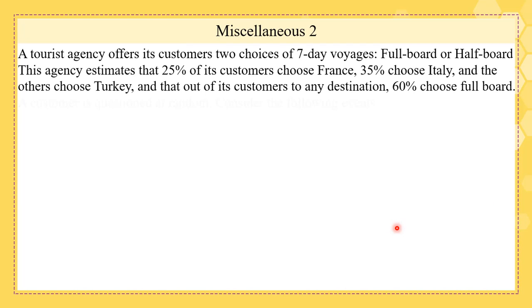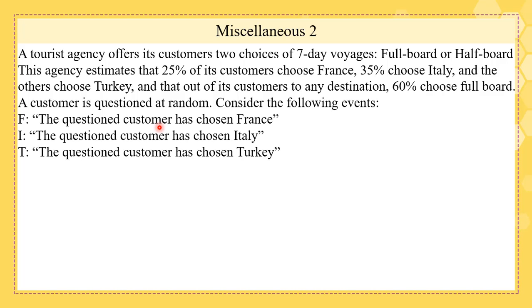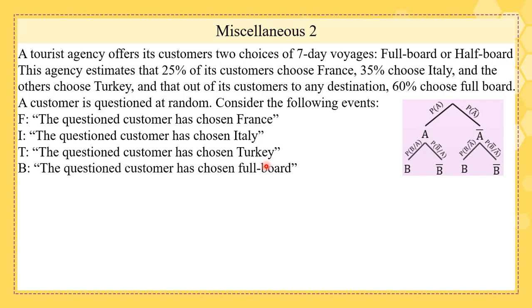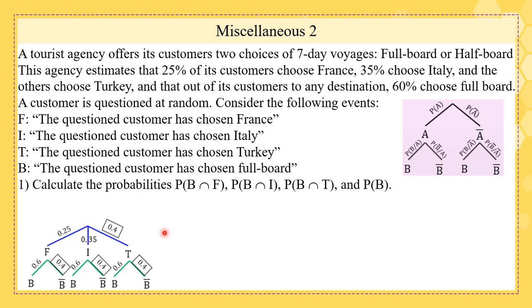Let's go back to the same given and the same story. Now, a customer is questioned at random, and from this A, which means that one item or one piece is selected, we can see that we can use the tree. Consider the following events. F means France, I, Italy, T, Turkey, and B means full board. The same letters that I've used before, and this is the tree. The question is to calculate the probability of B intersection F.